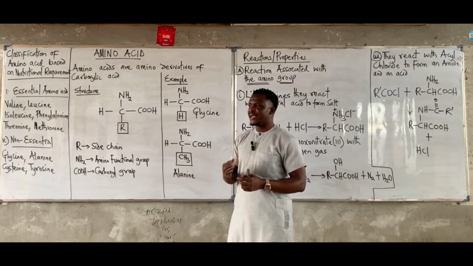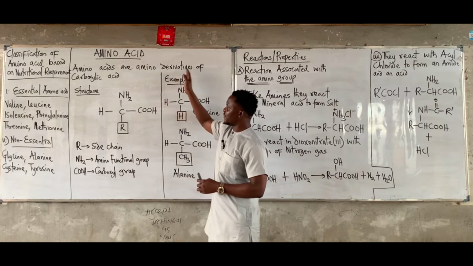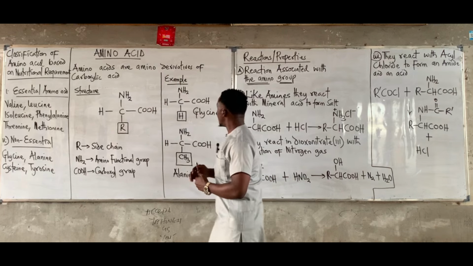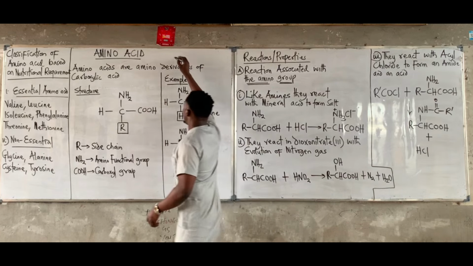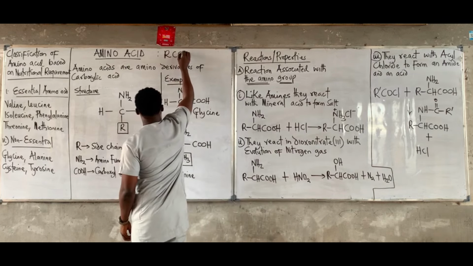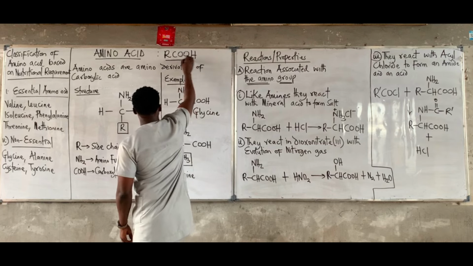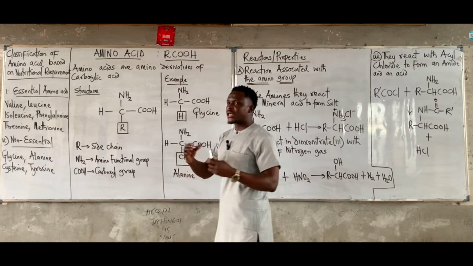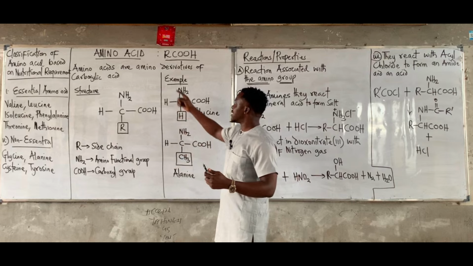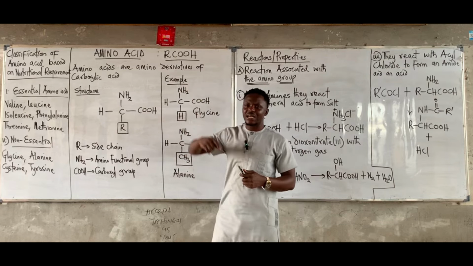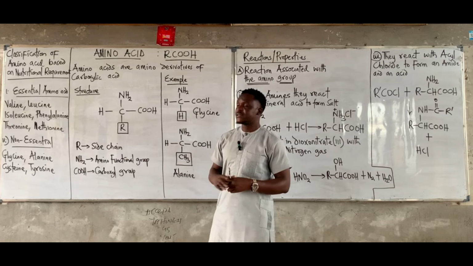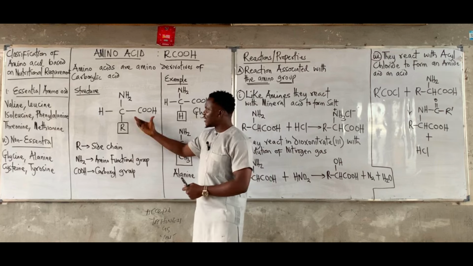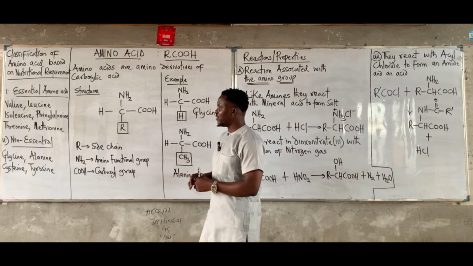As the name implies, amino. Amino acids are derivatives of carboxylic acid. We want to ask, what is a carboxylic acid? A carboxylic acid has RCOOH, okay? Where the R here is an alkyl carbon chain. But in a case where this alkyl carbon chain has an amino substituent attached to it, we therefore call it an amino acid.